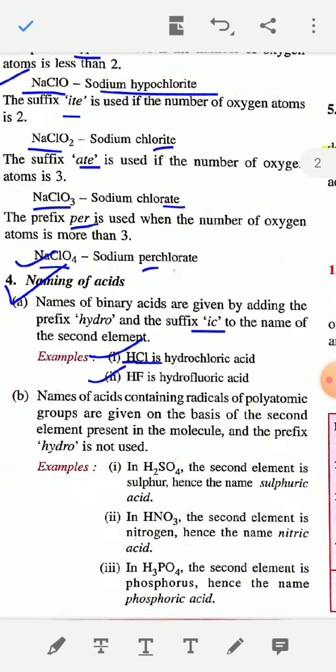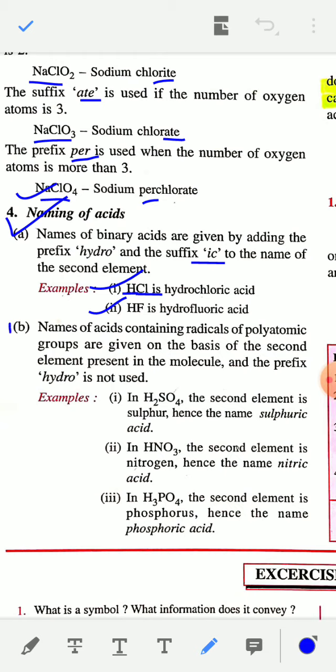And the name of an acid containing a radical of a polyatomic group, like SO4 2 minus, NO3 minus, PO4 3 minus. The names of acids containing radicals of polyatomic groups are given on the basis of the second element present in the molecule, and the prefix hydro is not used in these cases. That's why the name of H2SO4 is sulfuric acid, not hydrosulfuric acid. Similarly, the name of HNO3 is nitric acid.